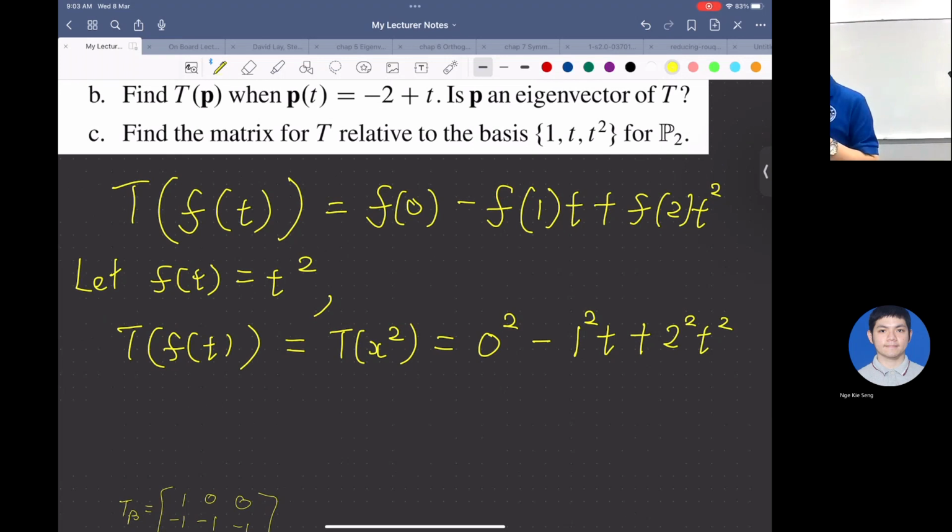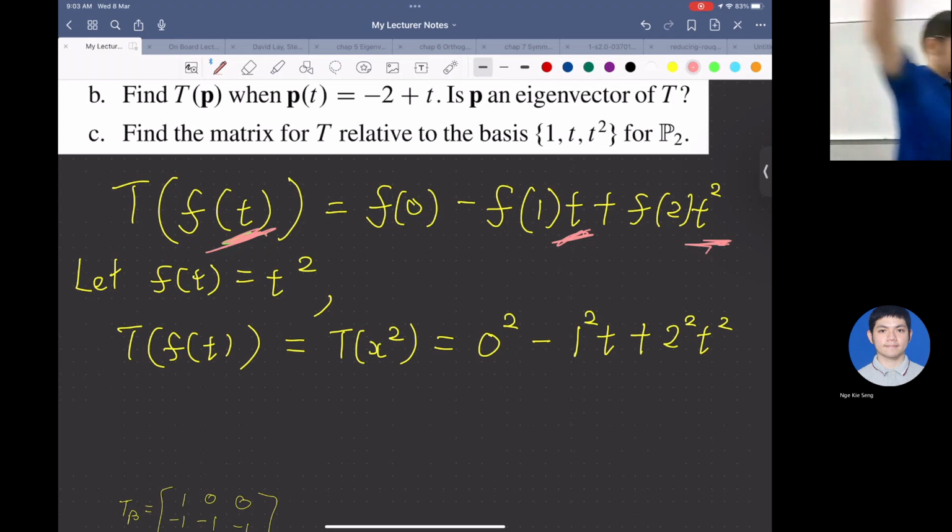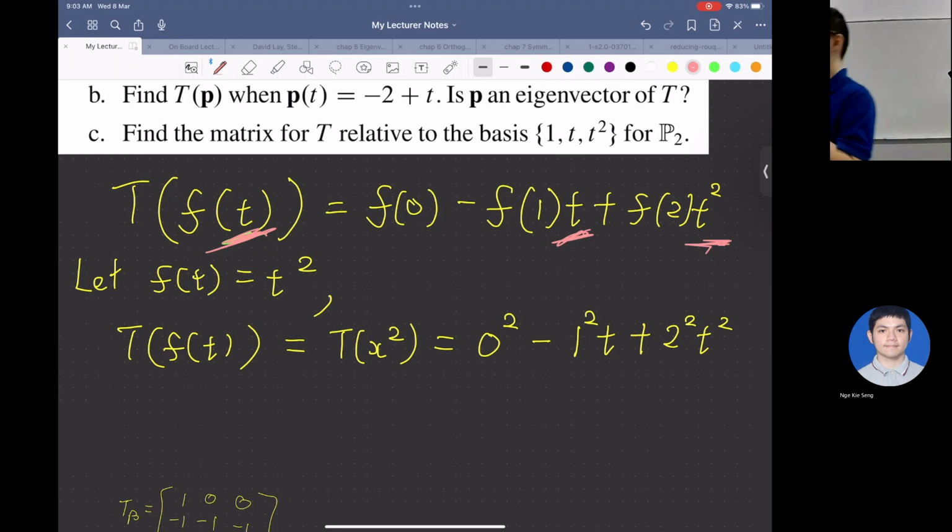Or still confused? Okay, I think some of the confusion may come from this t and this t. Any confusion between these t's? Just ask, because I don't know where the confusion is, so you need to tell me if you're really confused. Does anyone still have confusion on how to do this?